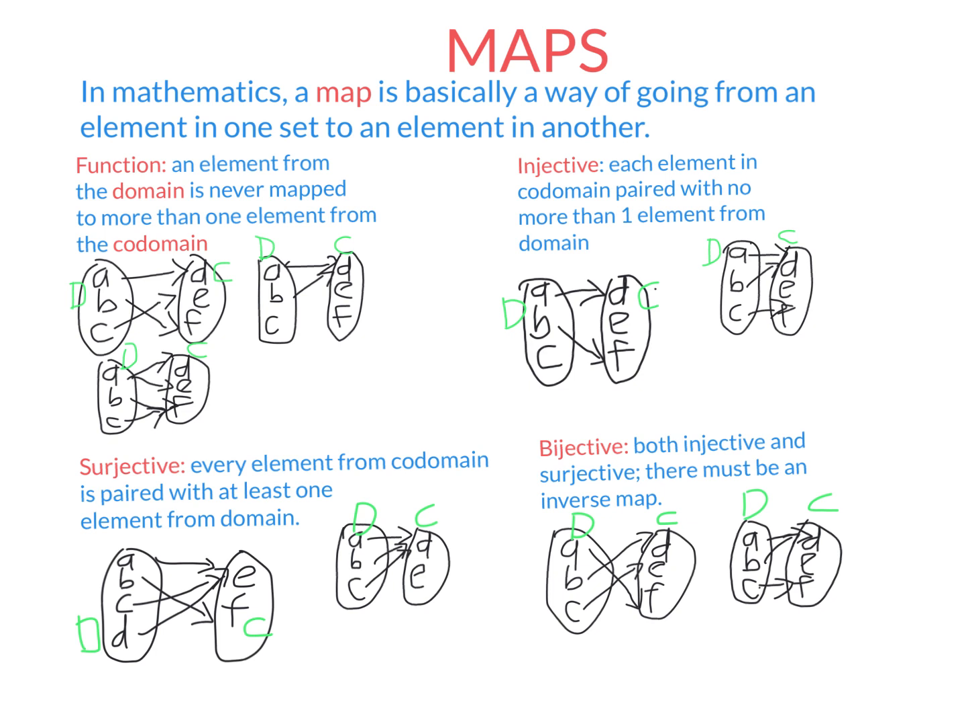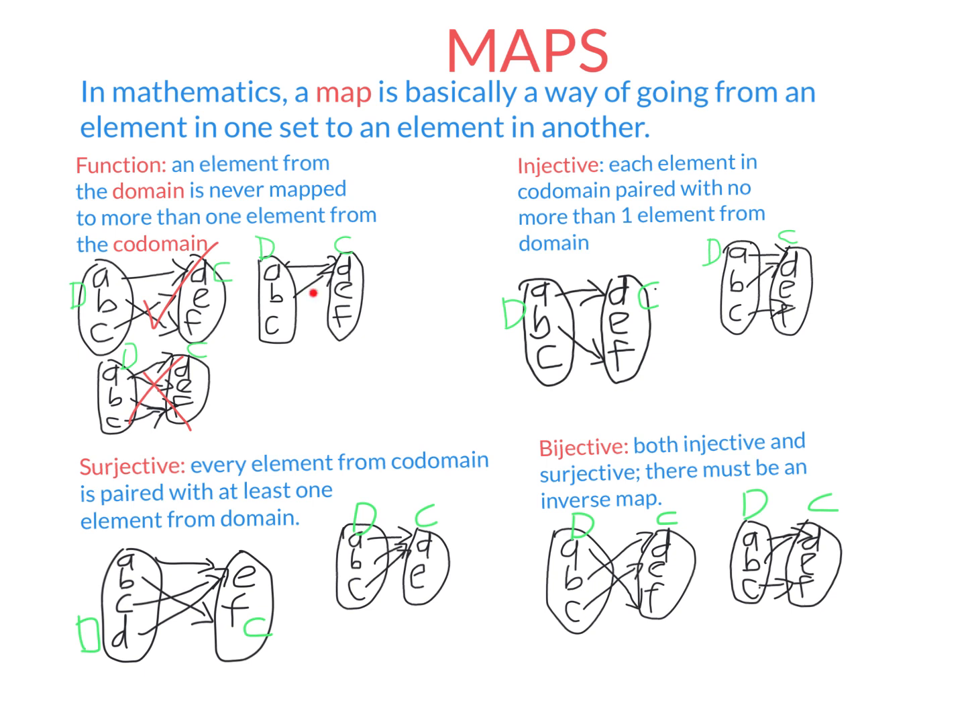A function is just a map where an element from the domain is never mapped to more than one element from the codomain. So this here would be a function because each element in the domain is not paired with more than one element in the codomain. We don't have a situation where one of these elements is mapped to multiple elements. This, on the other hand, is not a function because A is mapped to two different elements. Note that all we need is one counterexample, one case where this rule doesn't hold, and it's not a function.